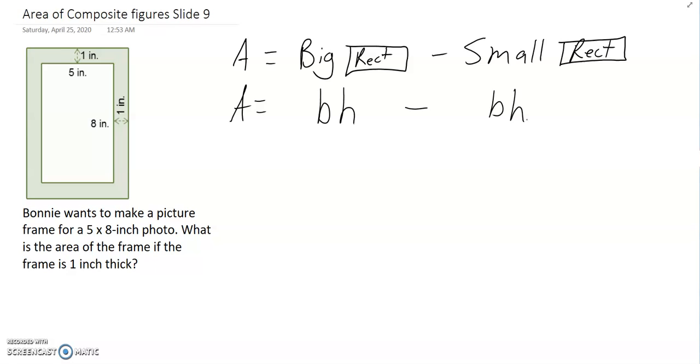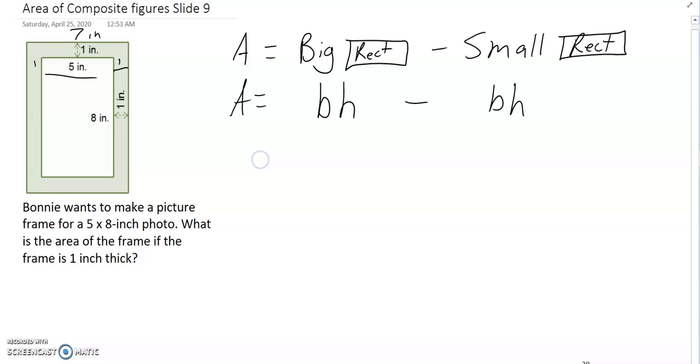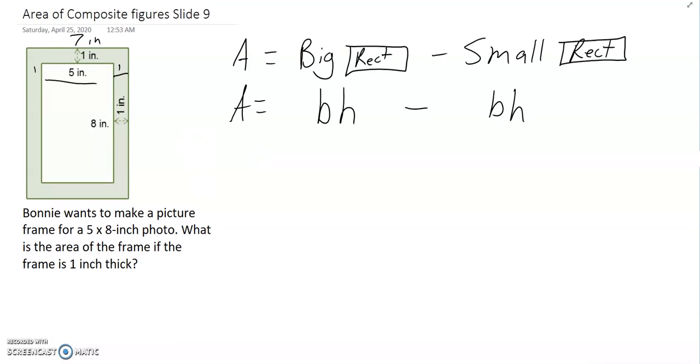It looks like we have the dimensions of the small one, which right here is 5. If we add another inch to that there, and an inch on the other side, we have a total of 7. So the base of that would be 7. And same thing, the height of the small rectangle is 8, we add an inch here and an inch here, we should have 10.